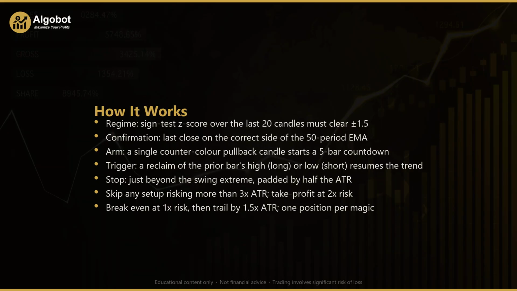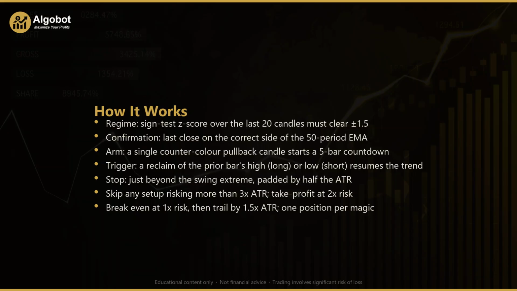Let's walk through the mechanics step by step. Everything is evaluated on completed candles on a single time frame. First, the regime filter. On each new bar, the strategy looks back over the last 20 candles and counts the bullish closes and the bearish closes. Call those up and down.